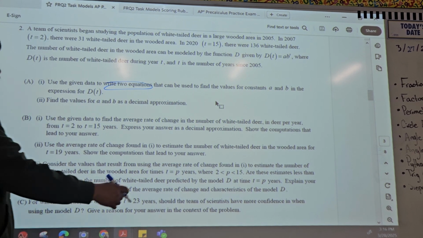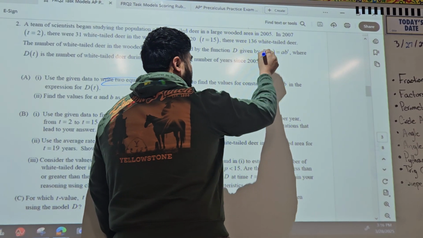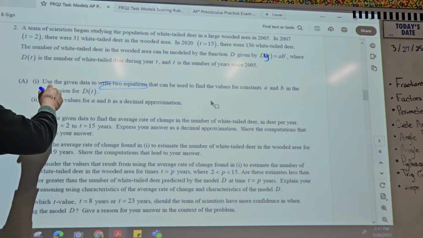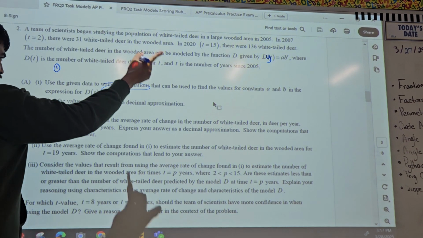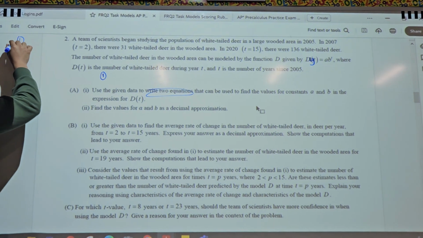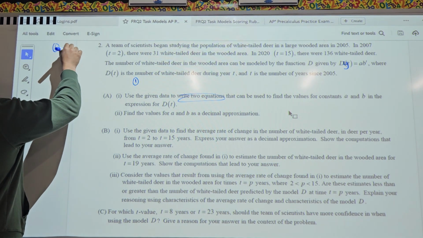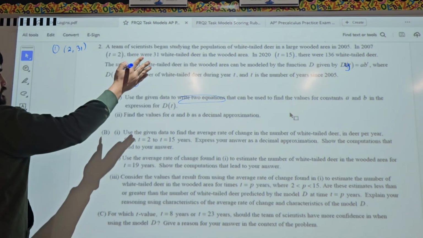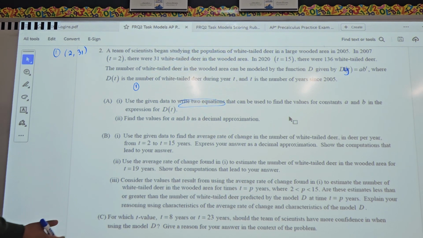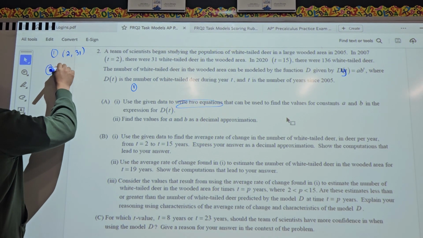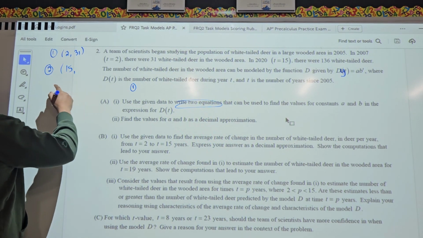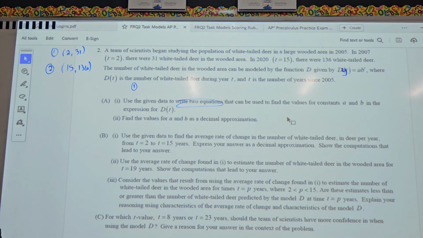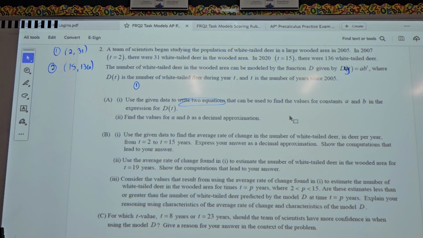So here we go. What's my equation? Instead of D of T, I'm just going to use Y. All right, let's keep it simple. So Y equals A times B to the power of T. In my first equation, I'm going to use my first point, right? So let me get all this info and just make it into points. My first point, my initial point, is going to be 2, comma, 31. Notice how I'm not even going to use the years, 2005, 2007, that don't really matter to me anymore. So the second point, I'm going to have 15, comma, 136, right? So time is your input and the deer population is your output, right?